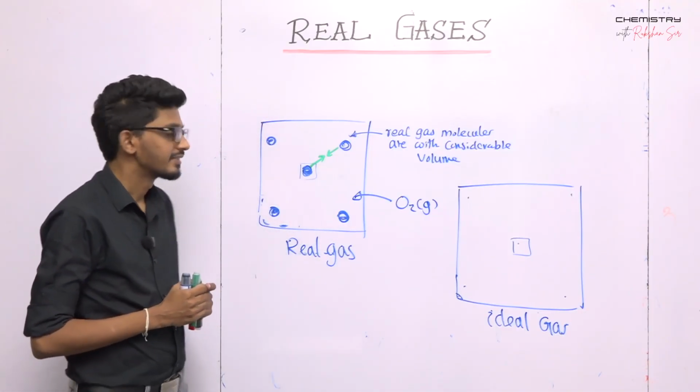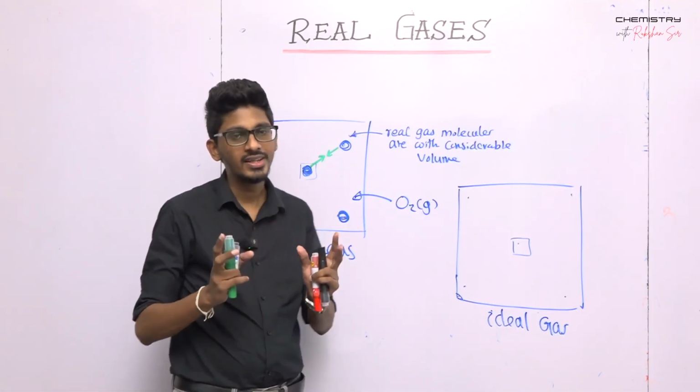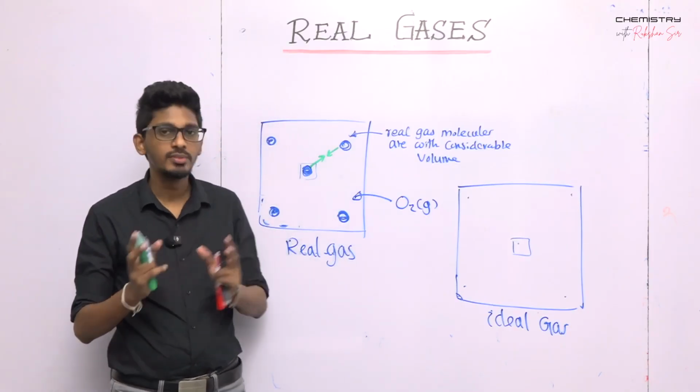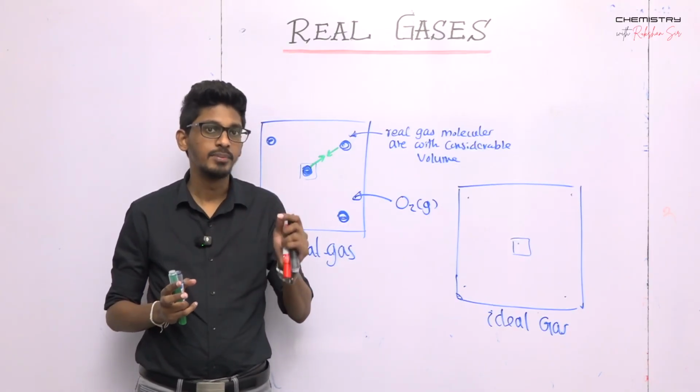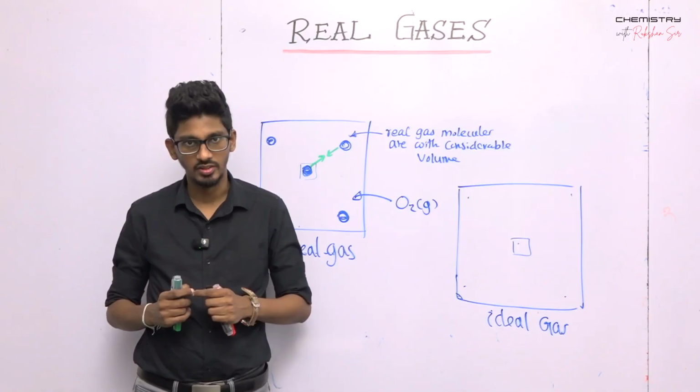Let's consider how a real gas can behave ideally when the temperature is very high and the pressure is very low.